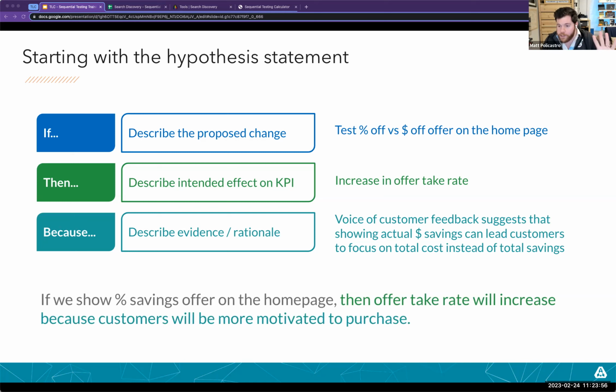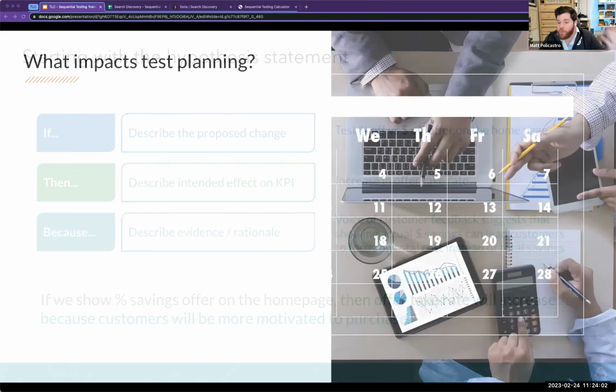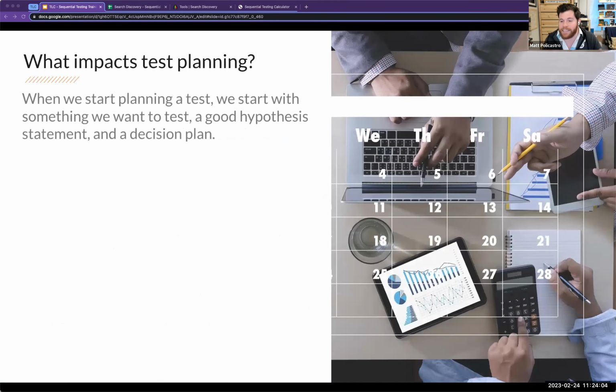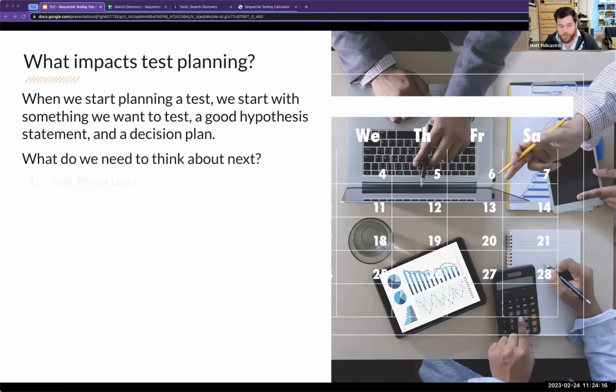So it's always good for us to do that. Again, I'm probably boring you to tears by reminding you of this, but it's really important. But what do we do after we have that? We get into the rest of the test planning. We start with a good hypothesis, and we always want to make sure that we have decision plans, all of our other best practices and experimental design hygiene, but also things we need to take into consideration. What do we need to think about next?